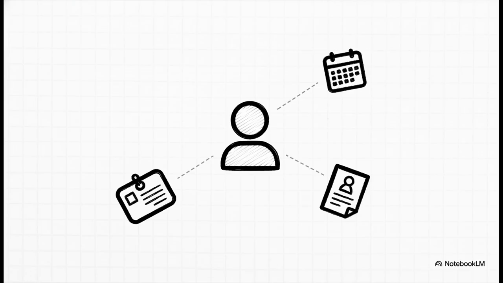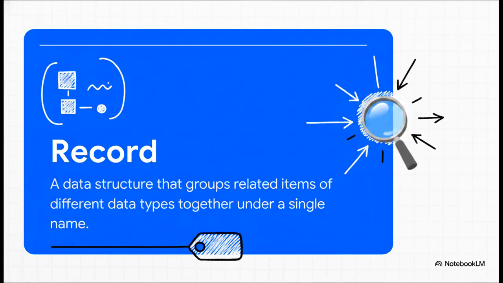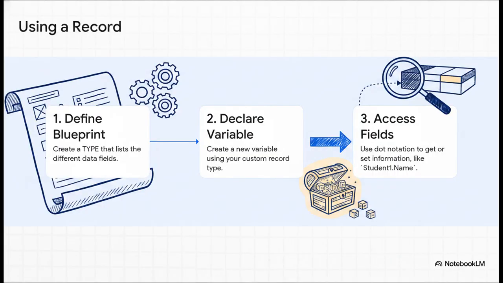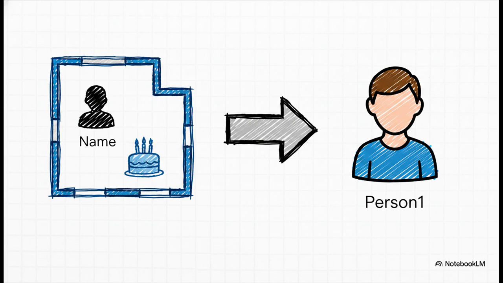Okay, but what happens when you need to group different types of info together? That's where a record comes in. Think of it like a digital index card. And using one is a simple 3-step recipe. Define the blueprint, declare it, and access it. Here's what that looks like. We're creating a blueprint for a person, then making one.